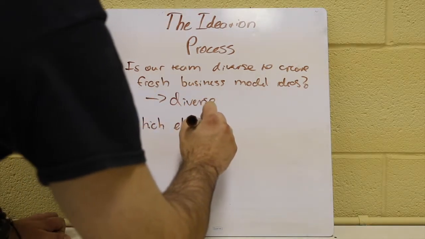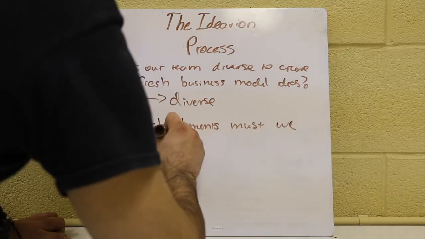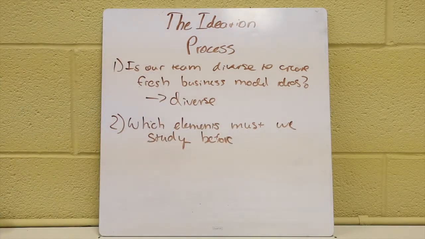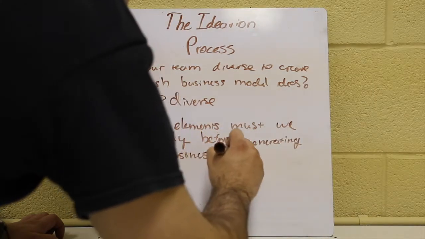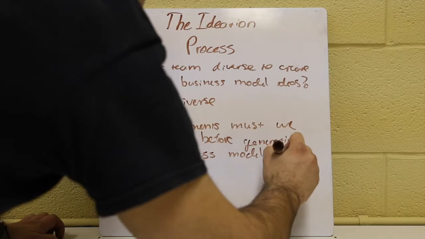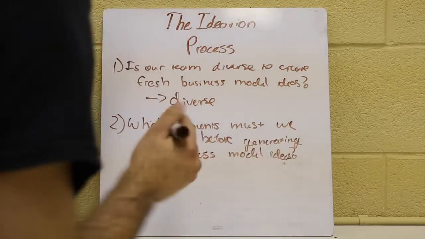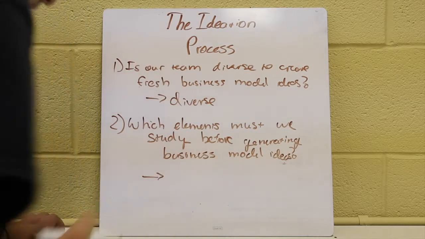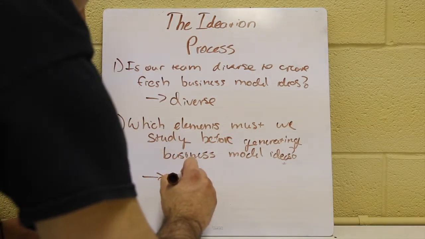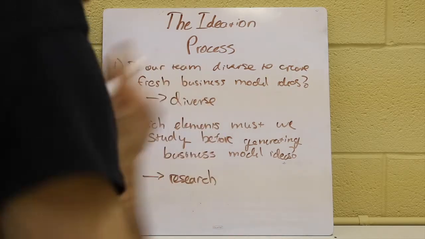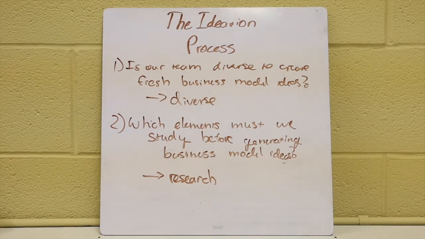The second question that you need to ask yourself when analyzing the ideation process is, which elements must be studied before generating business model ideas? The easy way to remember this question or phase of the ideation process is just by thinking of research. This is when research and development needs to be implemented into the process.